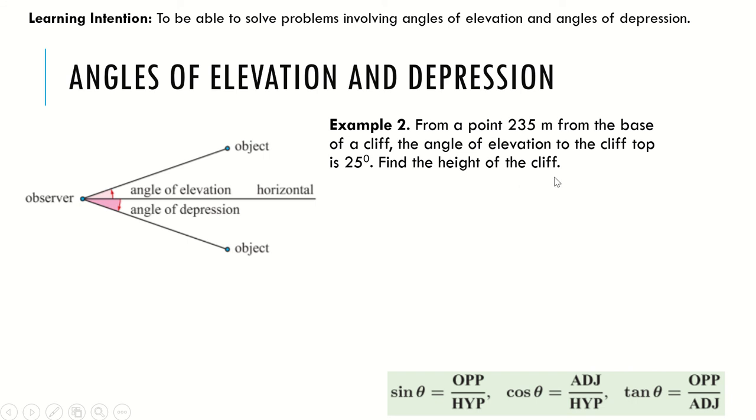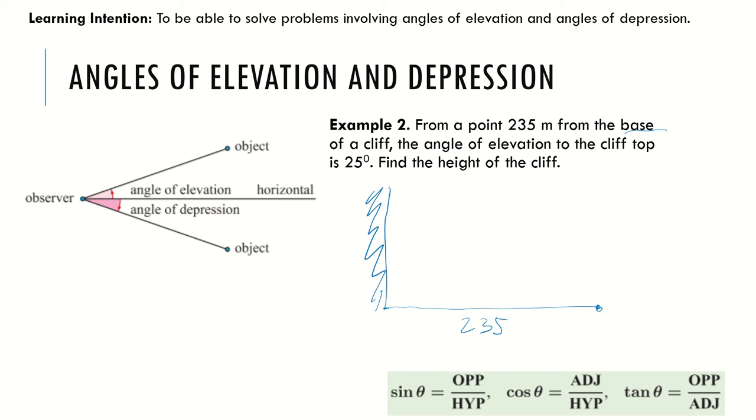Our next example is from a point 235 meters from the base of a cliff. So we've got a cliff, 235 meters from the base. The word base is the bottom. So from the bottom of the cliff, 235 meters from the base of a cliff. This is our cliff. And 235 meters from the base of the cliff, the angle of elevation to the cliff top is 25 degrees.